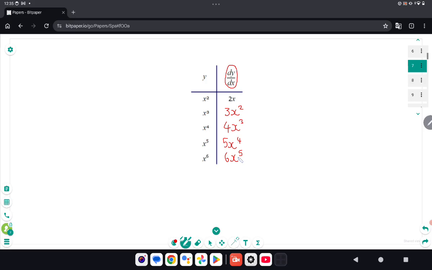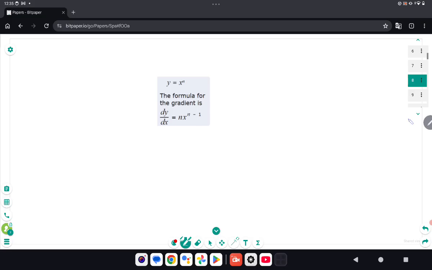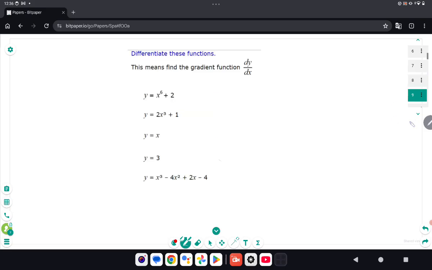Okay, have you noticed what I'm doing to find the gradient? I'm multiplying by the power and I'm taking 1 off the power. So I have differentiated this function. Differentiation is what we do to find a formula for the gradient. The formula for the gradient is dy by dx, which, as I've said, means change in y over change in x. If our function is x to the power n, we multiply by the power and take 1 off the power. Okay, I'm just going to discuss how to differentiate the following functions.